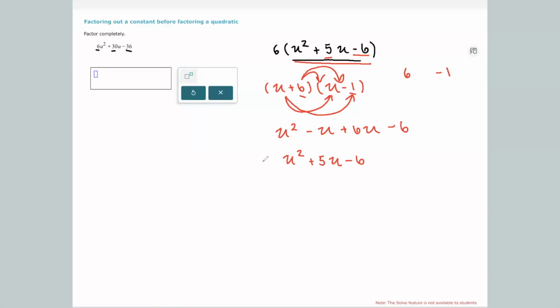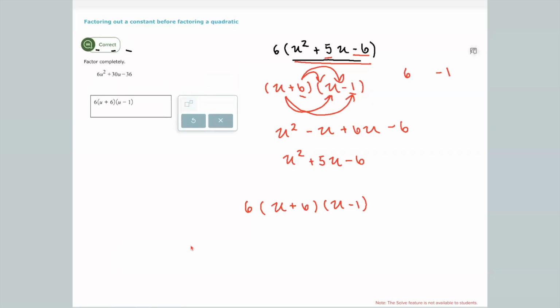And then we can't forget the 6 out front. So our final answer is going to be 6 times u plus 6 times u minus 1. I'll go ahead and type this into the problem here: 6 times u plus 6 times u minus 1. And then we'll check our answer.